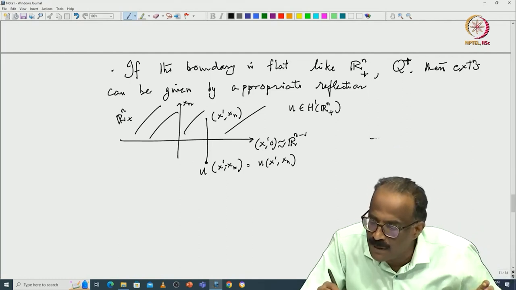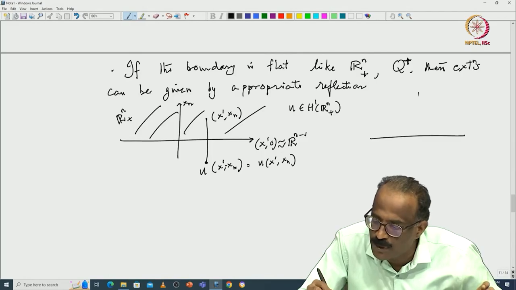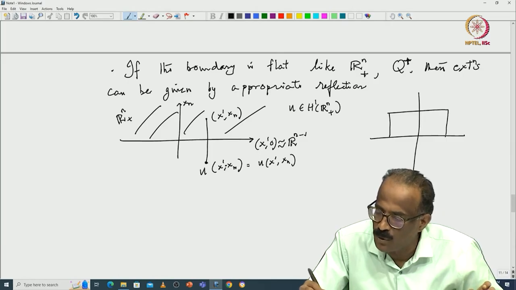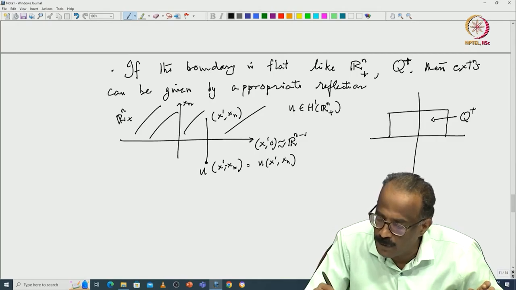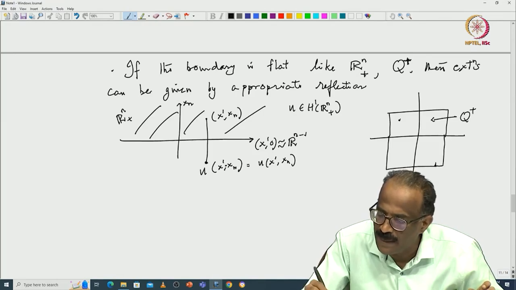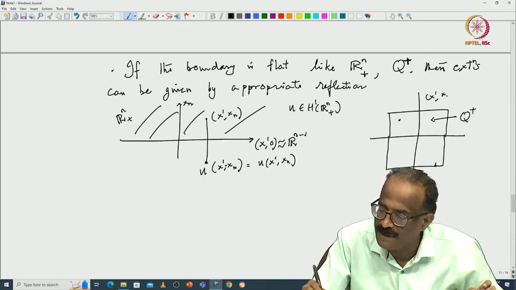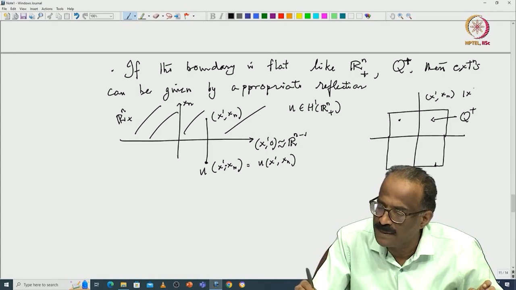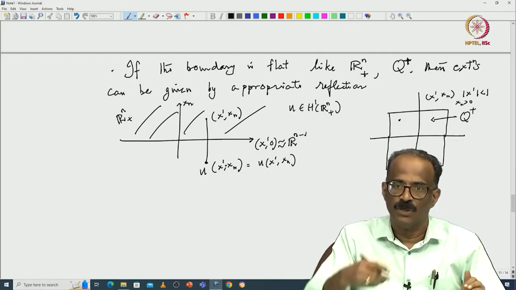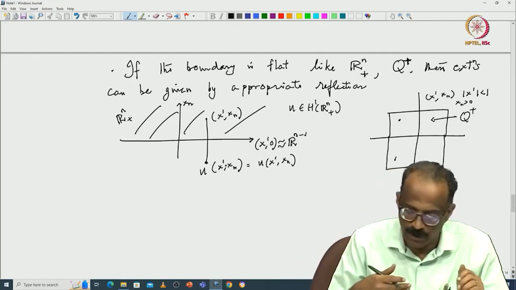This is the same thing with the spaces you will be using. So this is your Q plus, and you have your full Q here. That means any point here, x prime, x_n, basically mod x prime is less than 1 and x_n positive. So you can do the same reflection here and define the values. So you can get the extensions in this domain.